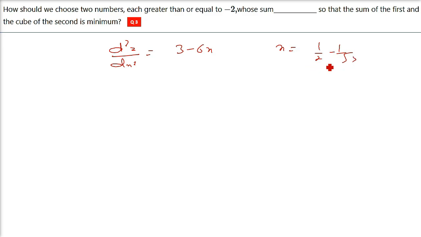Again I am reiterating, I am not saying you to put a certain value. I'm just saying to put the value and find out the sign. The sign has to be positive in order to get it. When you place half minus 1 by root 3, you got positive. This is greater than 0, and greater than 0 means it is strongly recommending that this is going to be minimum.